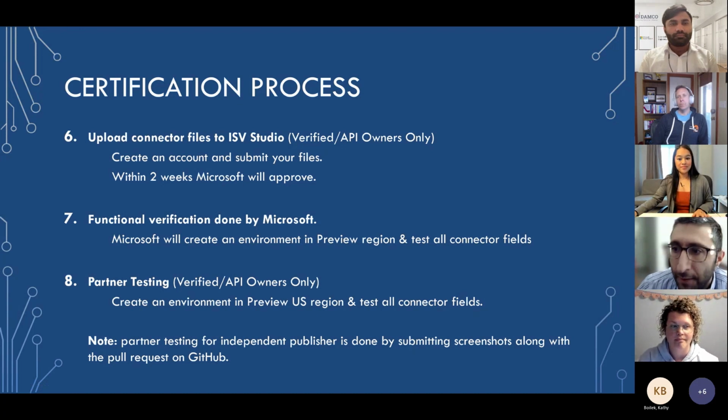After the PR is merged and approved, we will ask verified publishers only to take the same artifacts that they submitted in GitHub, and they can use their latest commit ID from GitHub to submit to ISV Studio. For independent publishers, this step is not required at all. We do not require any independent publisher to create an account in ISV Studio and submit there. We will create the connector for them in ISV Studio. So for independent publishers, what they need is to submit in GitHub. So after that, partners, verified publishers will upload to ISV Studio with their artifacts.